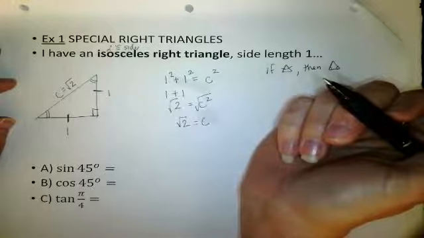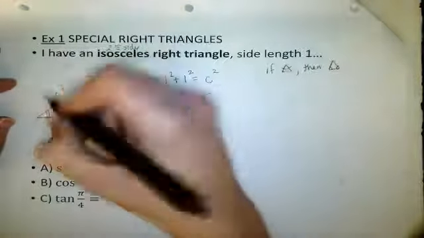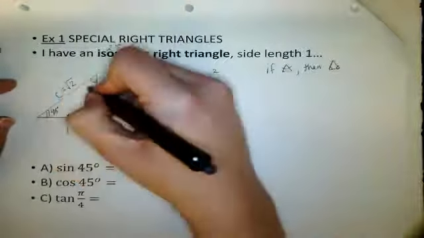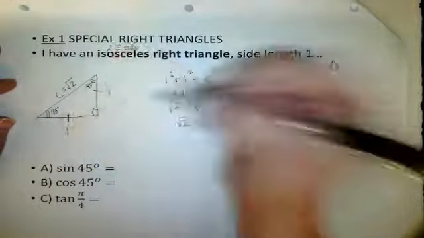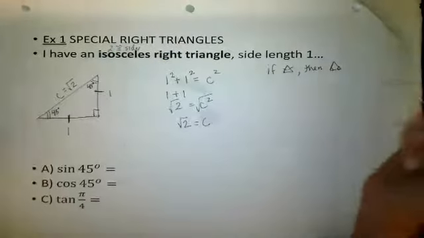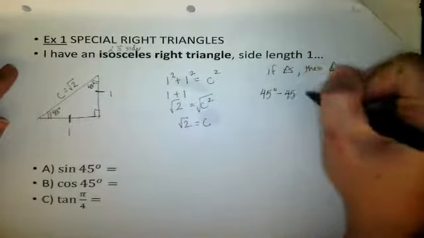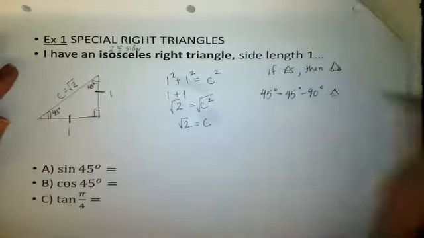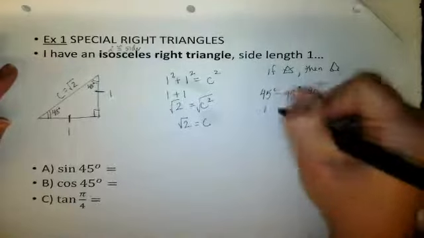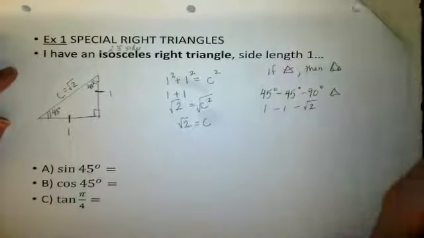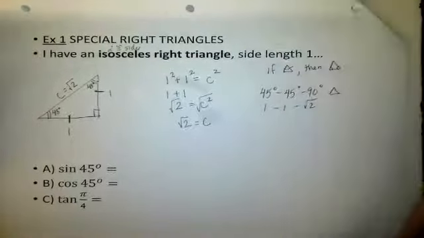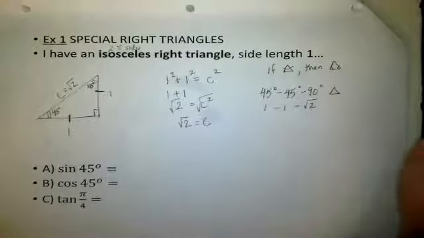They're both 60 degrees. No. Wait. 45, 45, 90. So this triangle is a 45, 45, 90 triangle, and its side lengths are always 1, 1, radical 2. Always.